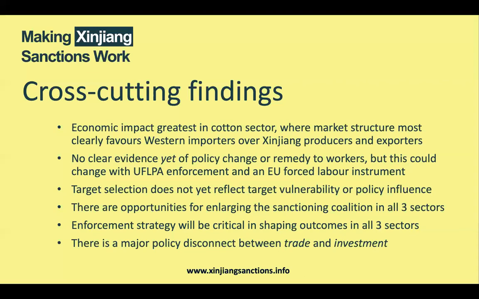In all 3 sectors, the sanctioning coalition could be enlarged by recruiting states whose local producers are vulnerable to Chinese social dumping as the result of import bans: Central Asian states in the case of cotton, South Korea in the case of polysilicon, and West African and Latin American states in the case of tomatoes. We also found that the success of import bans such as the UFLPA will depend heavily on enforcement strategies and resourcing. All three sectors show signs of emergent sanctions evasion.